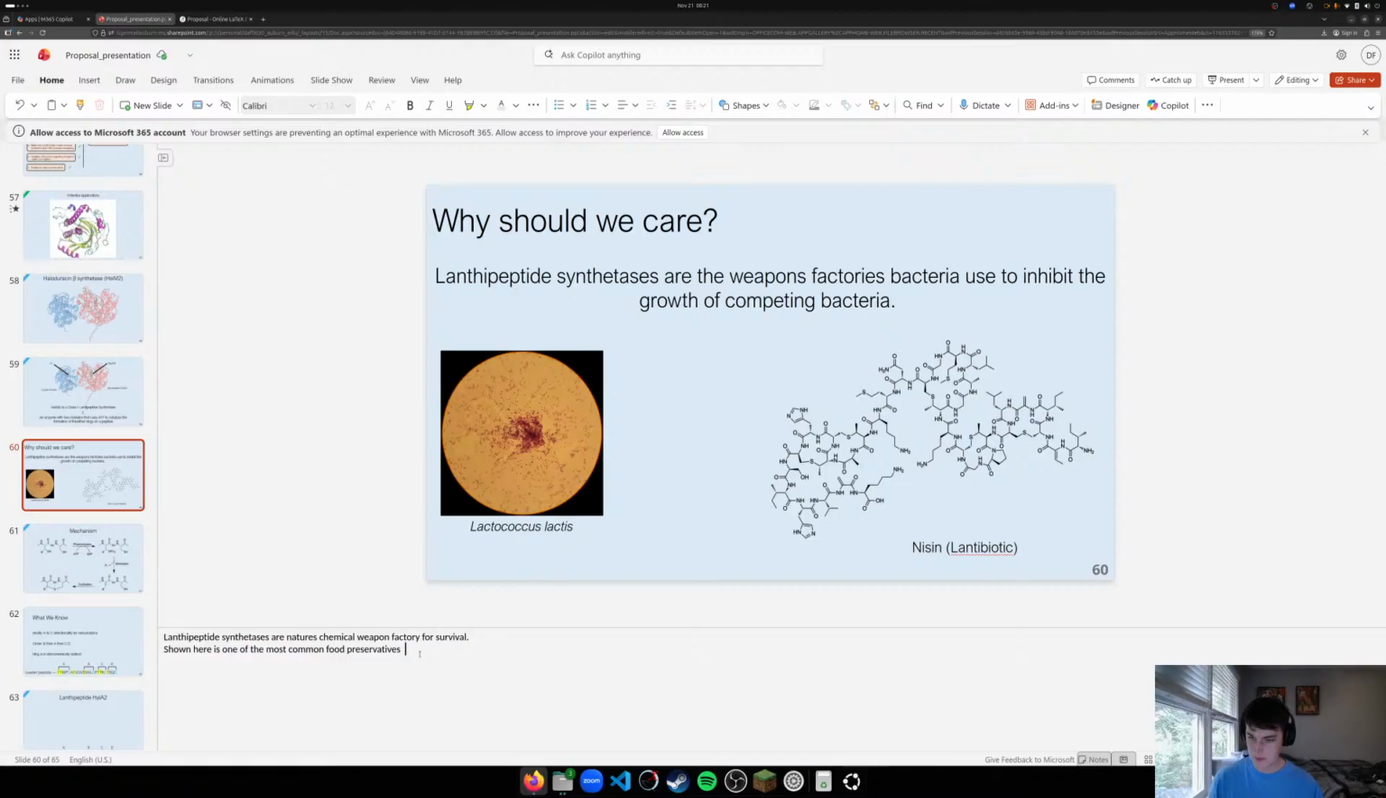So here's one of the most common food preservatives, nisin, which is produced natively by Lactococcus lactis. Lactococcus lactis. Say that five times fast.